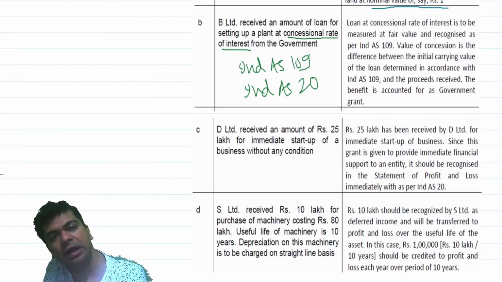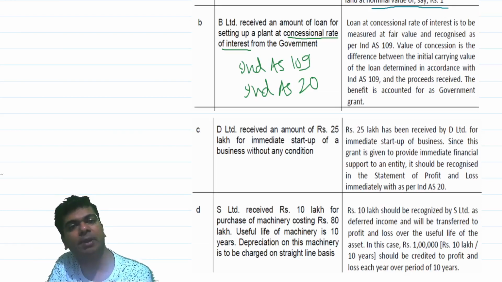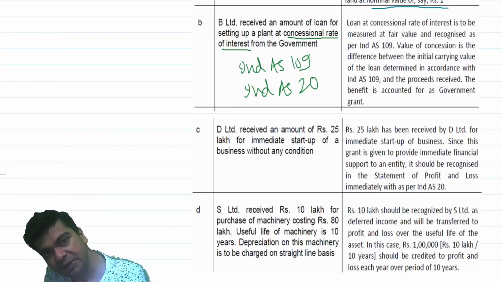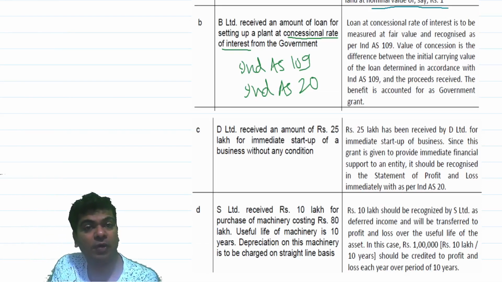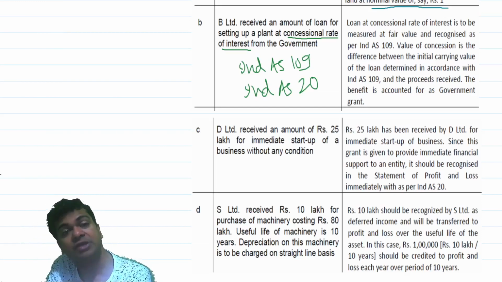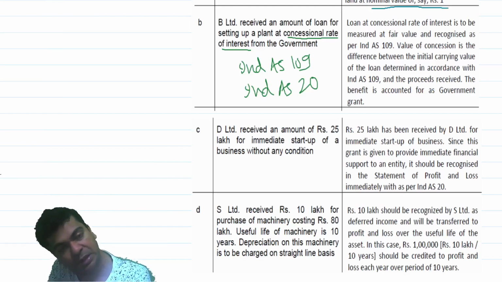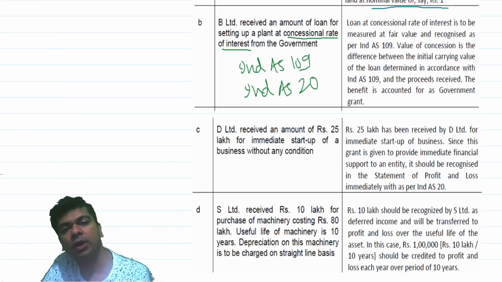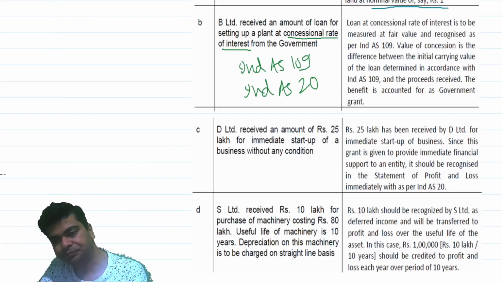How that government grant should be treated will all depend upon for what purpose the grant has been given. This concessional loan, is it for acquisition of a depreciable asset? This concessional loan is for acquisition of a non-depreciable asset, right? One has to really find out for what purpose the loan has been granted, and then further accounting can be carried out.